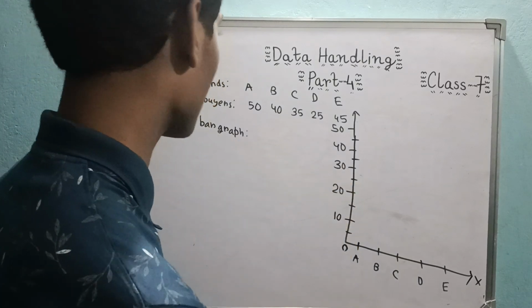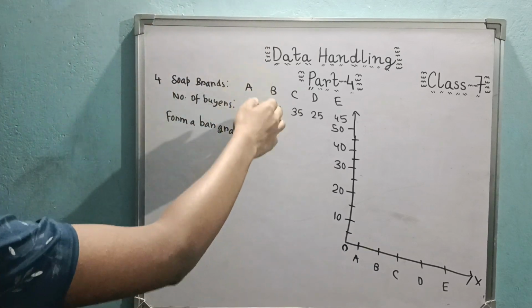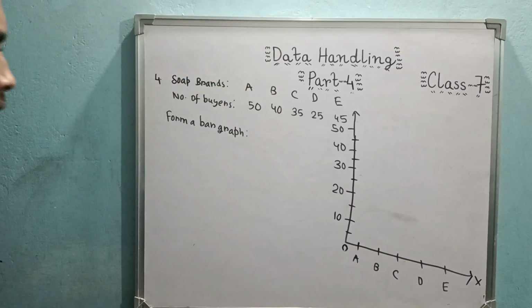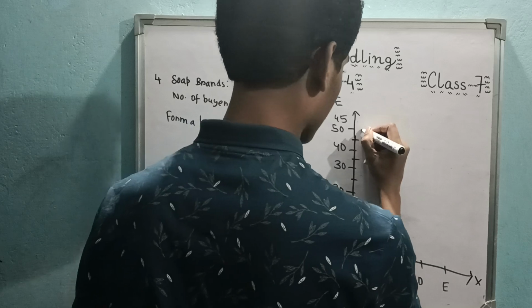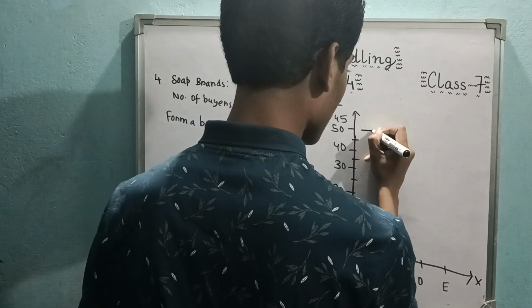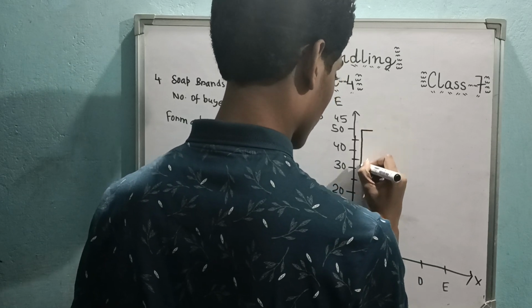Now let's get into the work. So I can tell that the frequency of A is 50. So on top of A, I mark the apex here, and draw the bar.